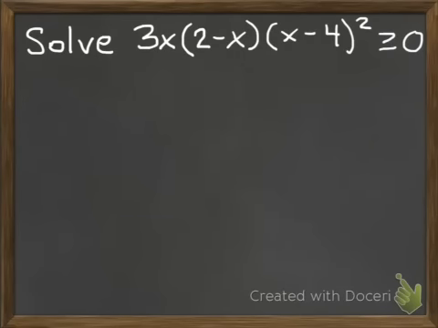We're going to look at solving this polynomial inequality. 3x times the quantity 2 minus x times the quantity x minus 4 squared is greater than or equal to 0. And solving this means finding all the values of x that will make the inequality true.